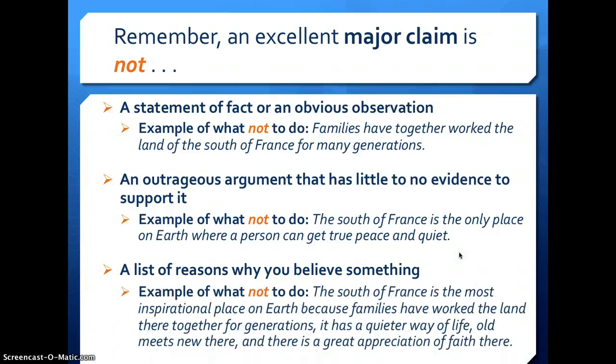So take a look at this. This is what a lot of you might do because you were taught it in 5th grade, 6th grade, 7th grade, but we're trying to move beyond that. A lot of people would say the south of France is the most inspirational place on earth because families have worked the land there together for generations. It has a quieter way of life, old meets new there, and there is a great appreciation of faith there. We simply took my 4 reasons that I pointed out of why I think France is the most inspirational place on earth and stuck them together and called it a major claim. That's not really good. It's not an overall point. You're just showing off the list of paragraphs that you're going to write. And we want to get more advanced than that. Okay?